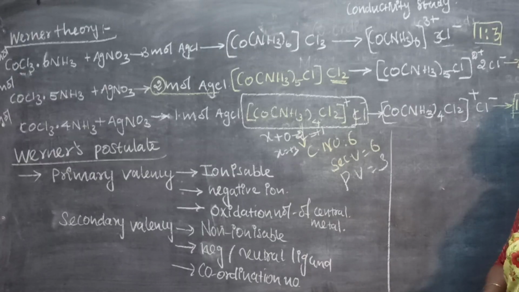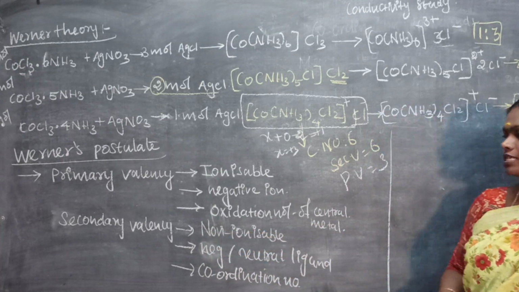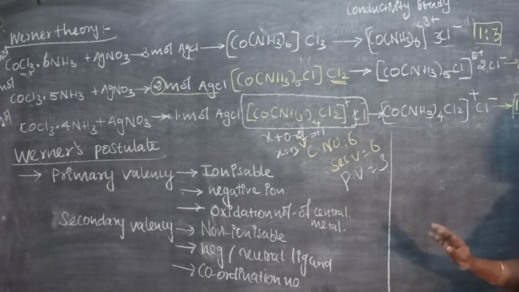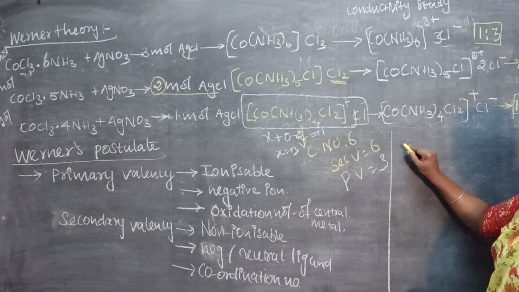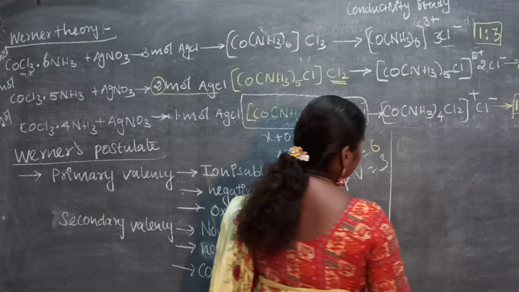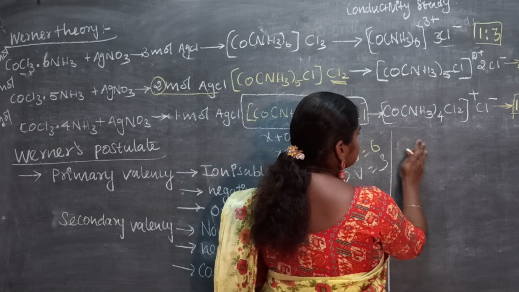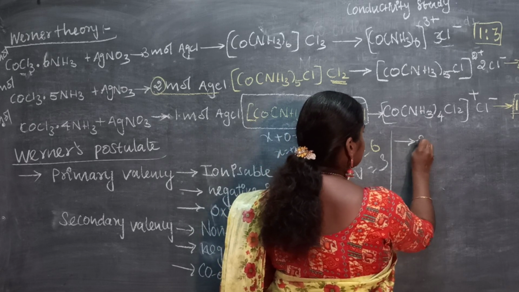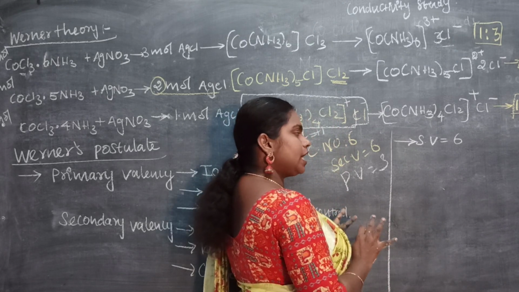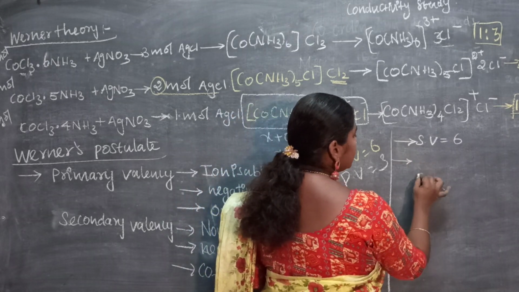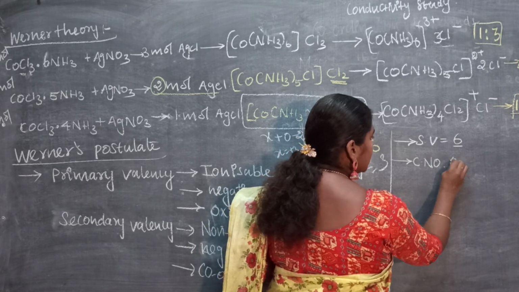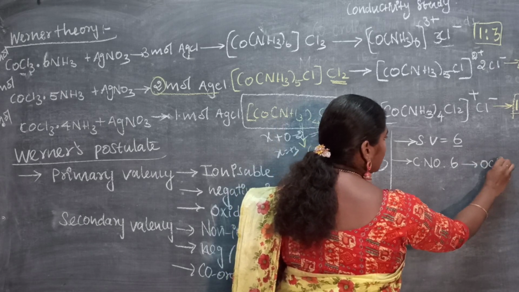the topic is how the secondary valency will be arranged. Okay, the secondary valency is the spatial arrangement in the complex. So for example, a complex like this is a polyhedral. In this spatial arrangement, if the secondary valency of the complex is 6, how will it be arranged in the polyhedral? It is arranged as an octahedral complex. A coordination number of 6 means it belongs to an octahedral complex.